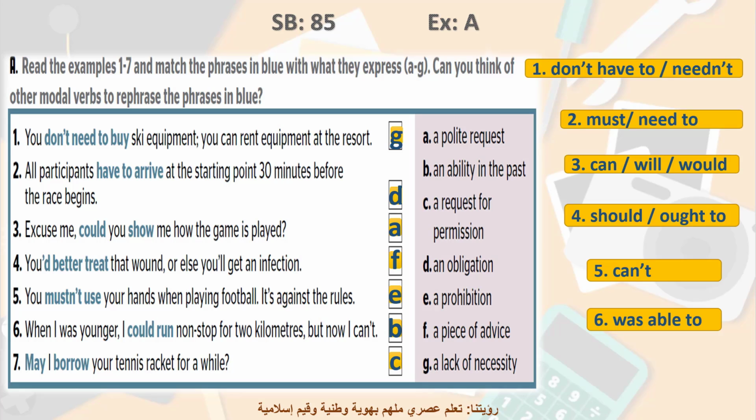And finally, may I borrow your tennis racket? May I is used to ask for permission or to request a permission. So we can use can or could instead of may. So we can say, may I borrow your tennis racket? Or can I borrow your tennis racket? Or could I borrow your tennis racket? I hope this is clear for you.